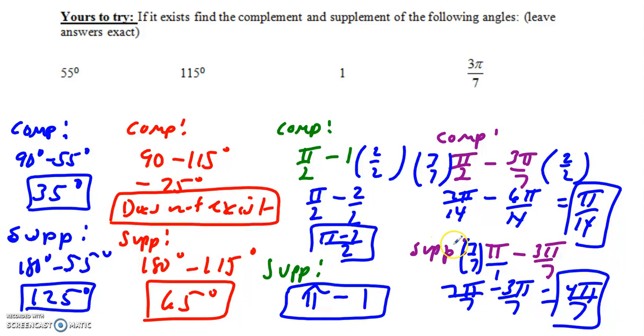The supplement is initially 180, or pi minus 3 pi over 7. The common denominator we need is 7, so I multiplied pi, or pi over 1, by 7 over 7. So I had 7 pi over 7 minus 3 pi over 7, which is equal to 4 pi over 7.